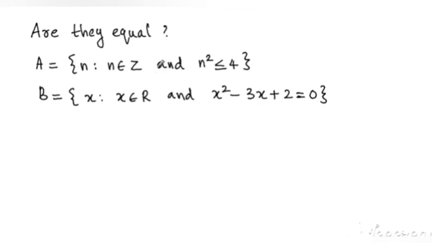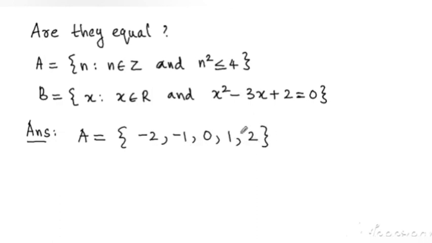Now consider another set. A equals the set of all n such that n belongs to the integers and n squared is less than or equal to 4. So you can take negative 2, whose square is 4, then negative 1, then 0, 1 and 2. If you consider the squares of all these numbers, they are less than or equal to 4. So A contains these elements. Then B contains the set of all real numbers which are solutions of x squared minus 3x plus 2 equals 0. In this case you can use the quadratic formula.